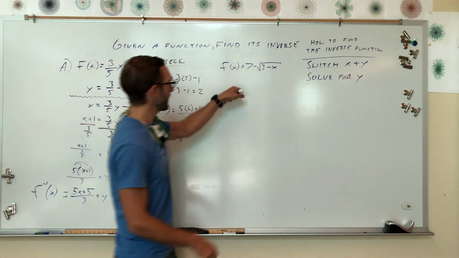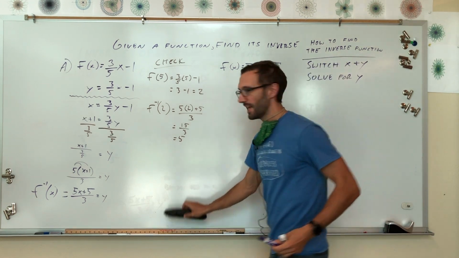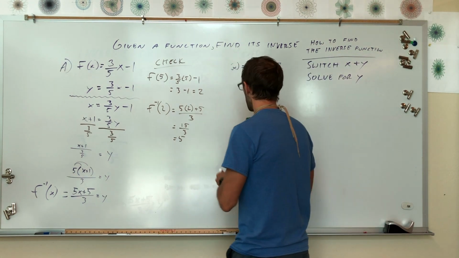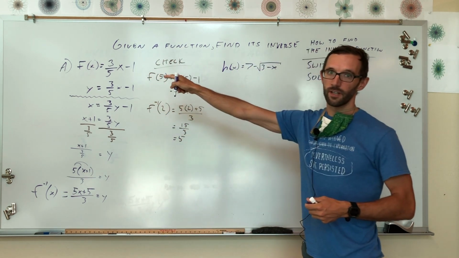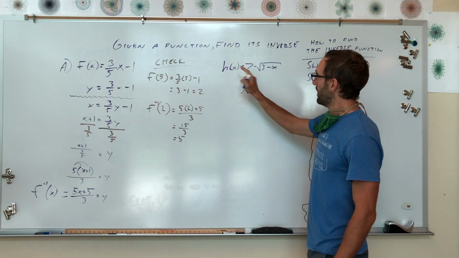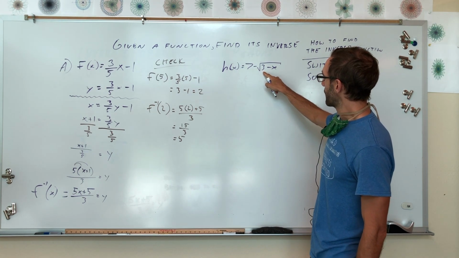All right, so now let's go over here. Let's look at this one. f of x. You know what? I'm going to change f to h, because we already have f over here. We don't want to get those mixed up. So h of x equals 7 minus square root the quantity 3 minus x.